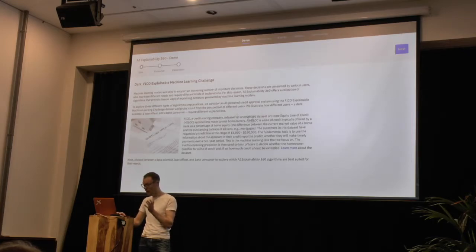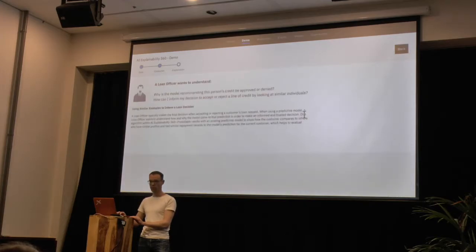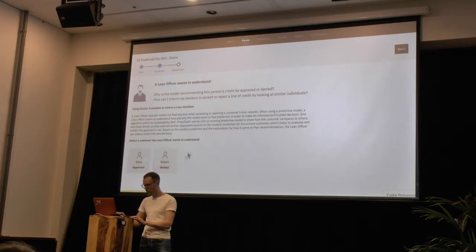And this is similar. So, can you get a loan, yes or no? I can choose a consumer type. Let me be the loan officer. So I am the one telling the client yes or no, you cannot get a loan. And there's some model that puts people as approved or denied.